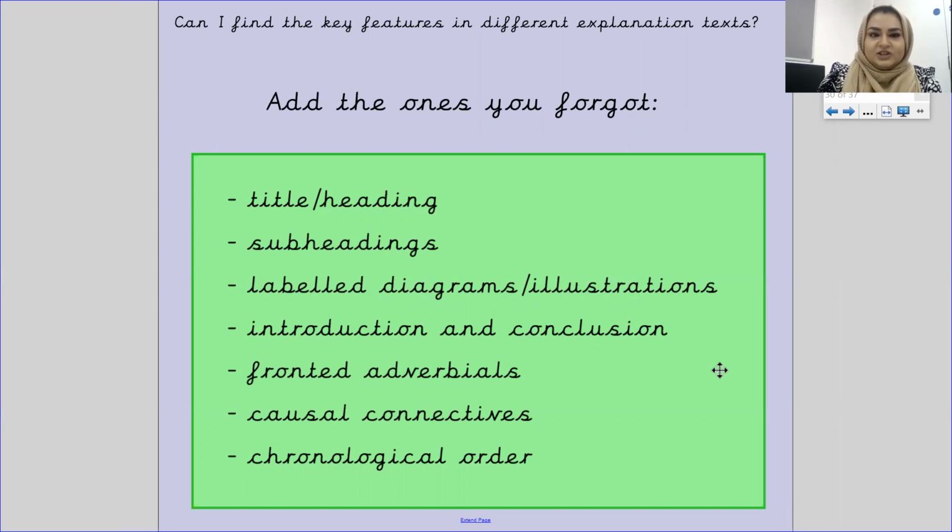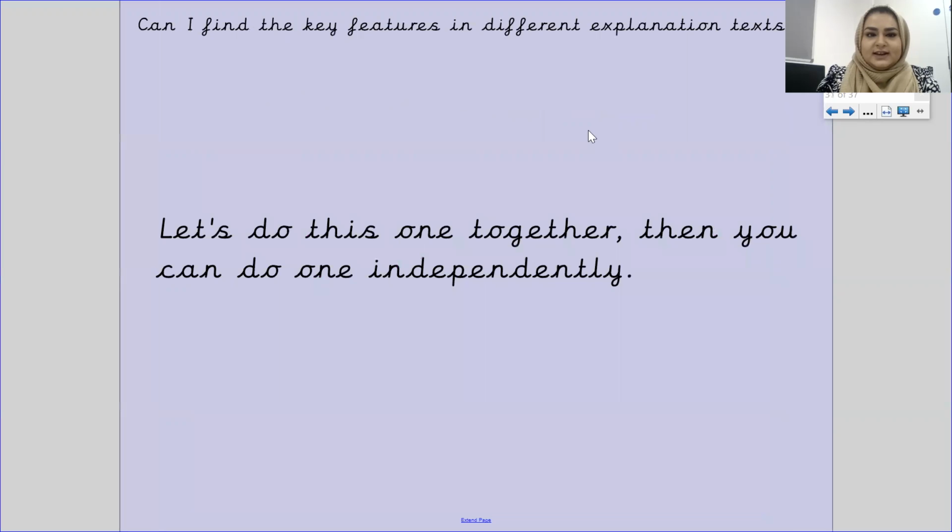So with an explanation text, you have the title or a heading, you have subheadings, you have labeled diagrams and illustrations, you have an introduction and a conclusion, you have fronted adverbials, causal connectives, and chronological order. If you have forgotten any of these, please add them in on your mini whiteboards. All right, fantastic. Now, let's do this one together, then you can do one independently.